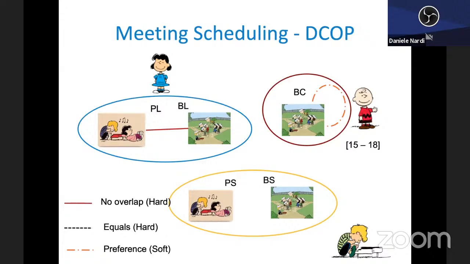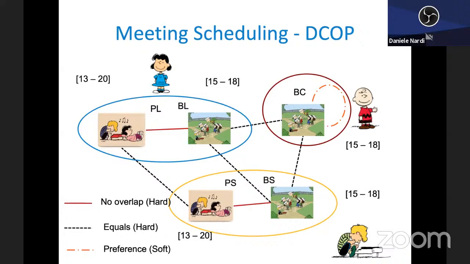So here you see a different representation of the constraints that are considered locally. So for Schroeder, there are only the two constraints, the baseball and the piano. Same for Lucy. And Charlie Brown has a completely different set of constraints. The constraints are expressed as equalities, which are denoted in this drawing by the dashed black lines. And in fact, these are the preferences that are expressed.